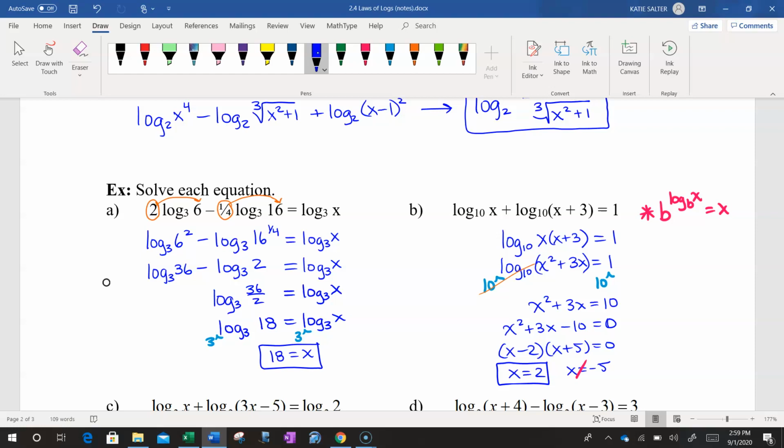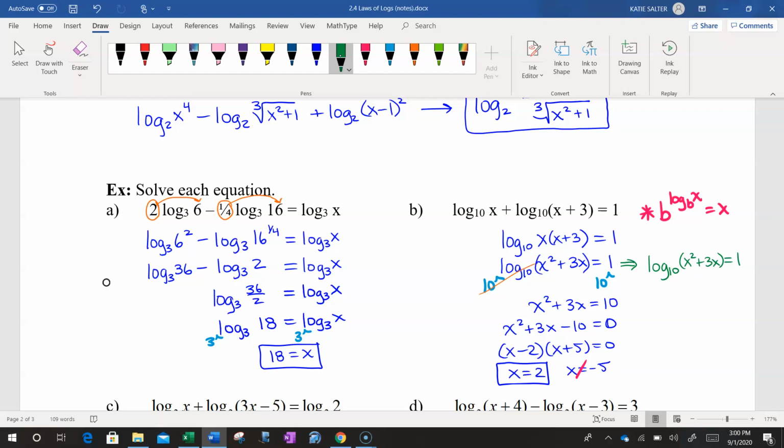Another way that you could have done it is when you got to this step right here. So I'm going to write this over to the side. This one takes a little bit more thought process. But when you get here and you have log base 10 of x squared plus 3x equals 1, because it's not a log equal log, you can't just drop the log out. So you can either 10 it up on each side like we did in the first method, or you can change it back to exponential form.